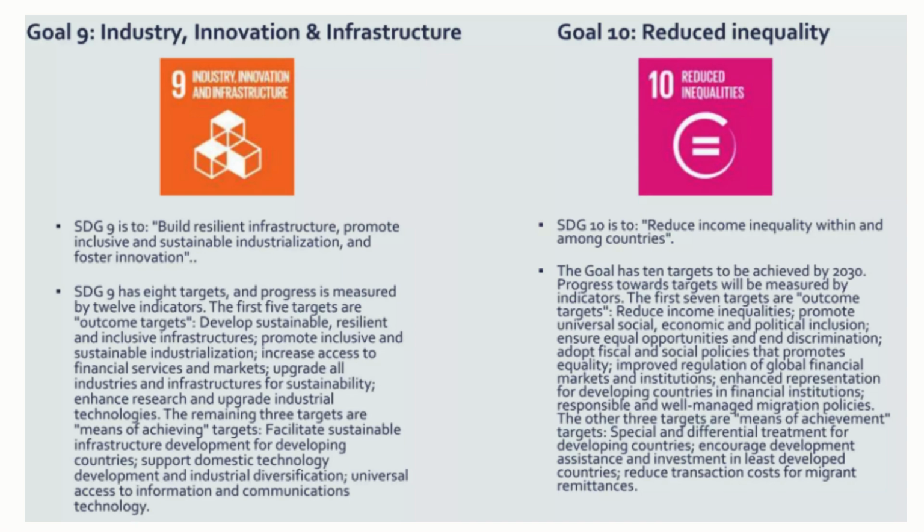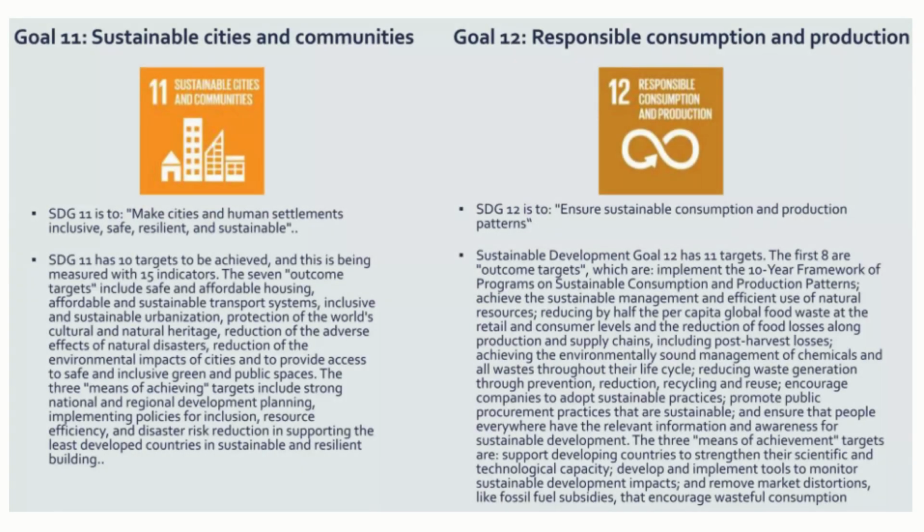And for Goal 11, sustainable cities and communities. SDG 11 is to make cities and human settlements inclusive, safe, resilient, and sustainable. SDG 11 has 10 targets to be achieved, and this is being measured with 15 indicators.